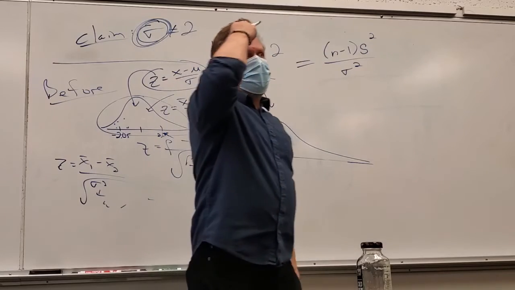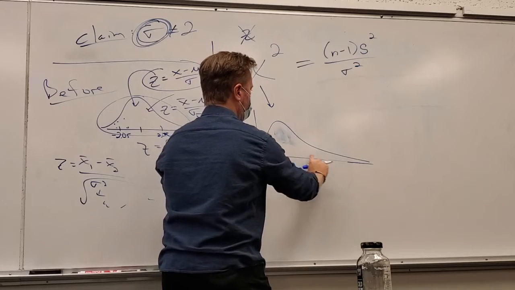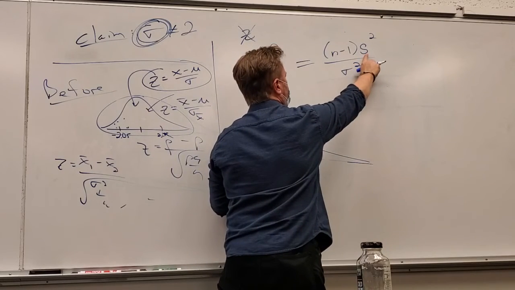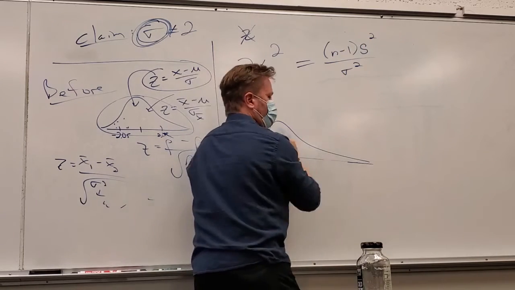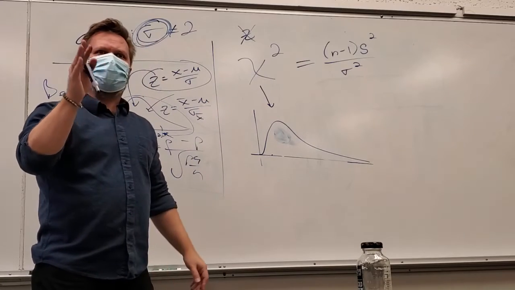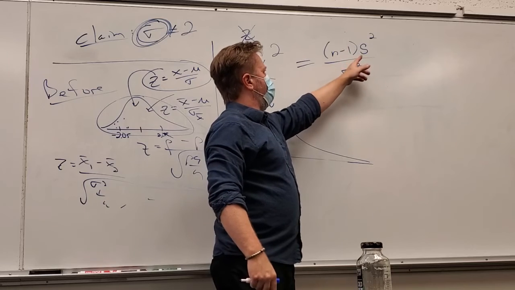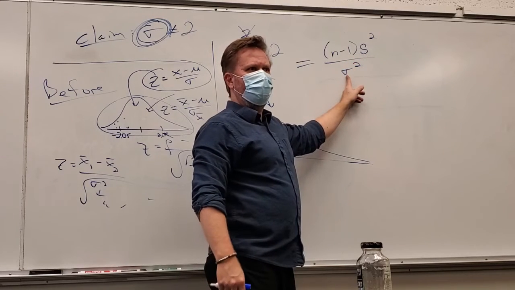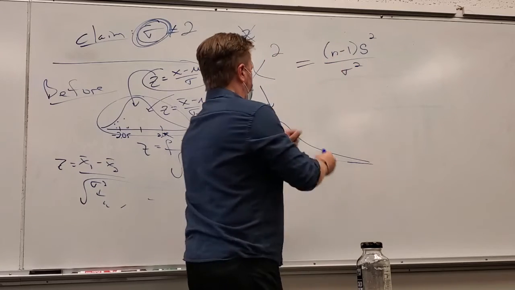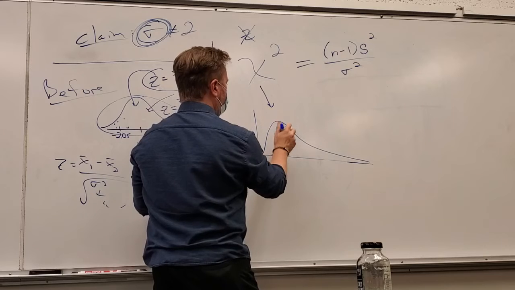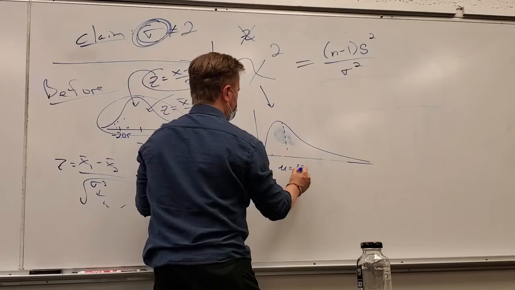So let me ask you this. How would I create this picture? I would take a bunch of samples, calculate the score, and plot it. Plot, plot, plot. If I take good random samples, shouldn't s be close to sigma? Maybe. So the mean of this, which is a little off from center, is actually equal to the degrees of freedom.